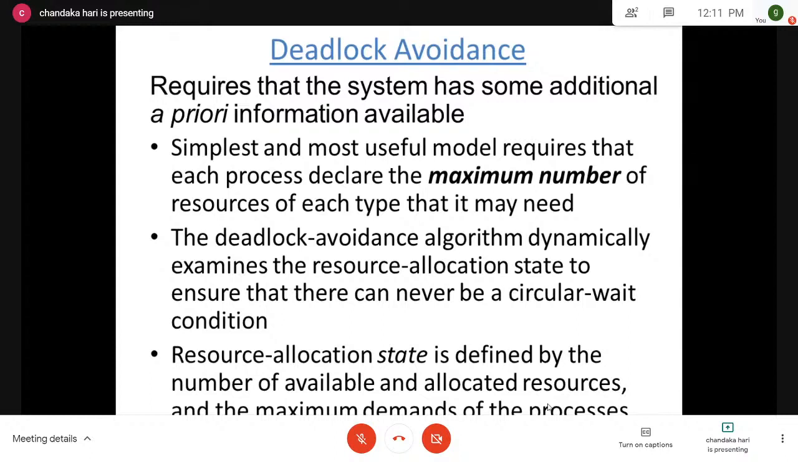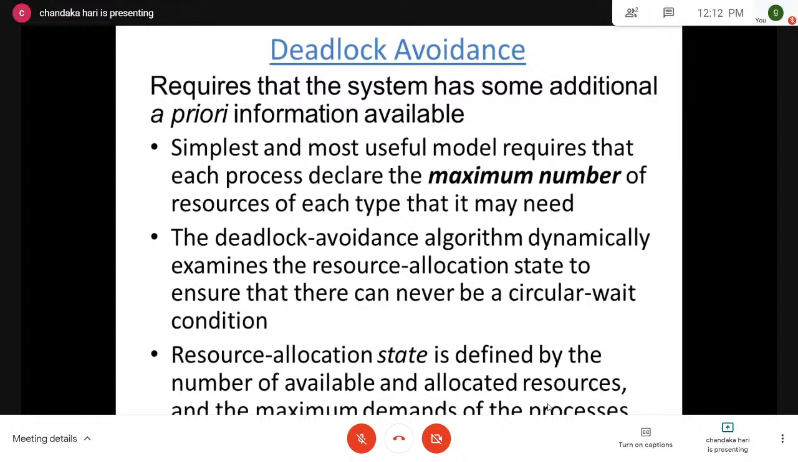That is the first one, the simplest and most useful model, which requires that each process declare the maximum number of resources of each kind that it may need. In order to complete your process, what is the maximum number of resources of each type you need? First, you clearly mention it. Number two, the deadlock avoidance algorithm dynamically examines, that is, at the time of execution, the resource allocation state to ensure that the system will never enter into a deadlock situation, that is, circular wait.